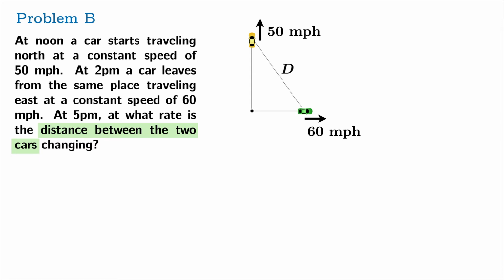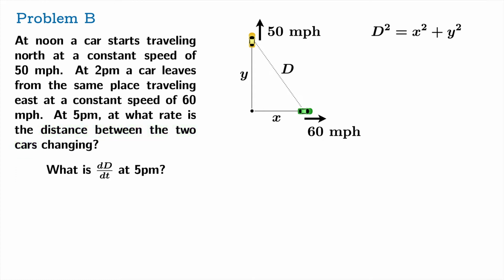So let's give this distance a name. We'll call it capital D. And we'll also give names to the distances that these cars have traveled. We'll call them x and y respectively. And the Pythagorean theorem does a nice, elegant job of connecting all these variables together. D squared is equal to x squared plus y squared. And the question at hand really amounts to this: what is the rate of change of D with respect to t at 5 p.m.? What is the derivative of D with respect to t at 5 p.m.?